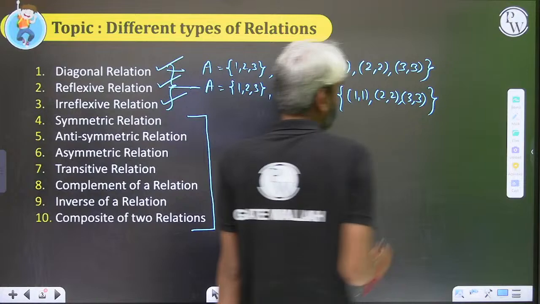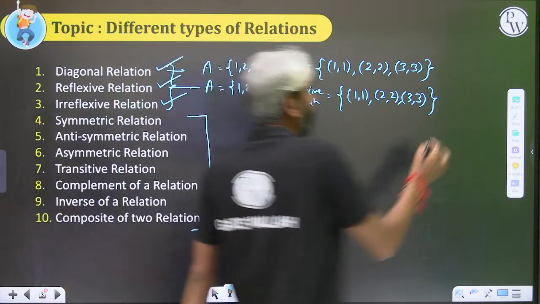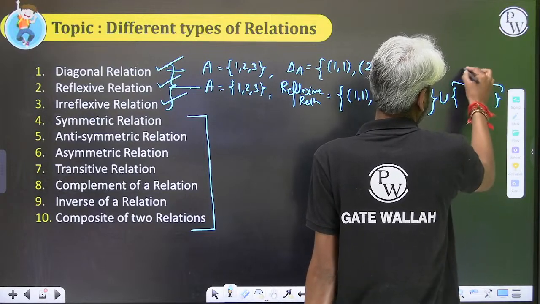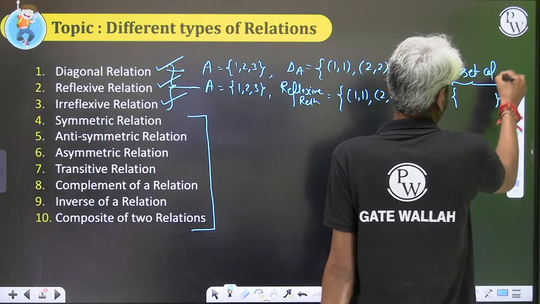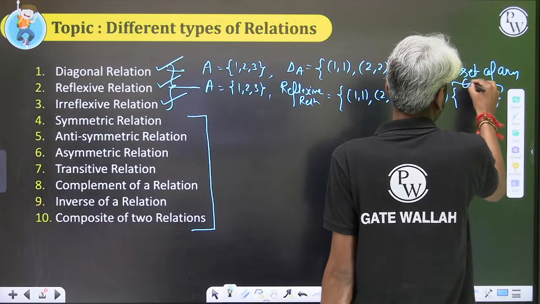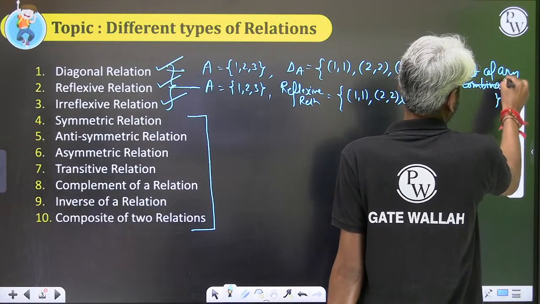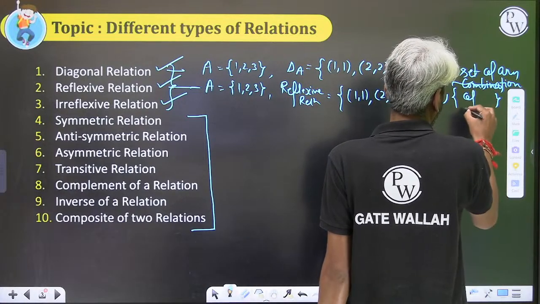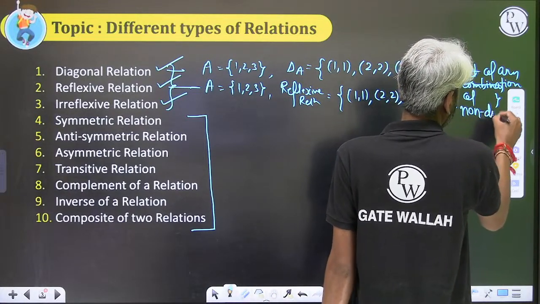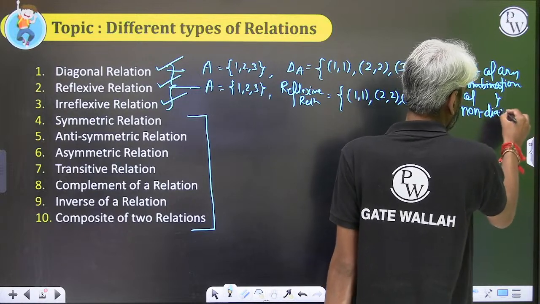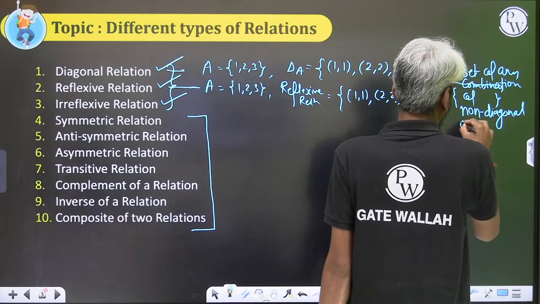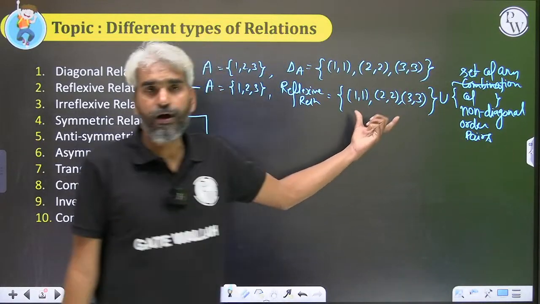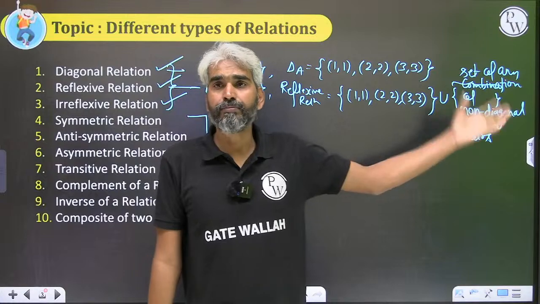All the diagonal ordered pairs must be present, and apart from that, you can take the union with a set of any combination of non-diagonal ordered pairs. We have already discussed this, so don't worry about my writing here. What's the logic? All the diagonal ordered pairs must be present, and apart from that, there can be any combination.